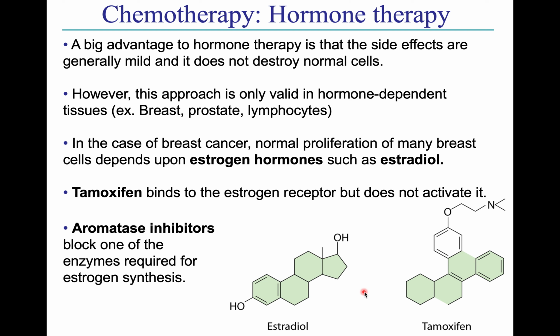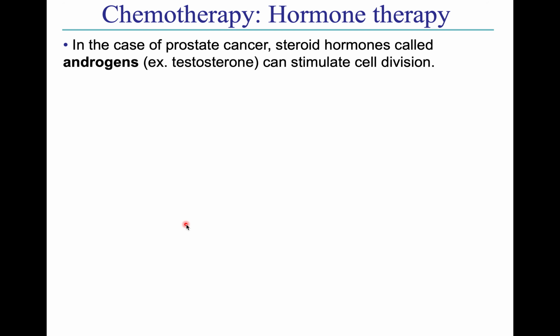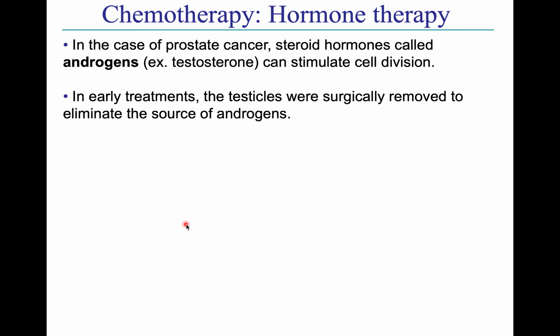Another strategy would be, instead of blocking the receptor-ligand interaction, to step backwards in the pathway and try to block the synthesis of the hormone, the signal itself. So there are things called aromatase inhibitors that can block estrogen synthesis, right? And that could, again, reduce that estrogen-driven cell division. And there's, of course, a very similar situation on the male side of things with androgens like testosterone, which can stimulate, in particular, prostate cancers in men.